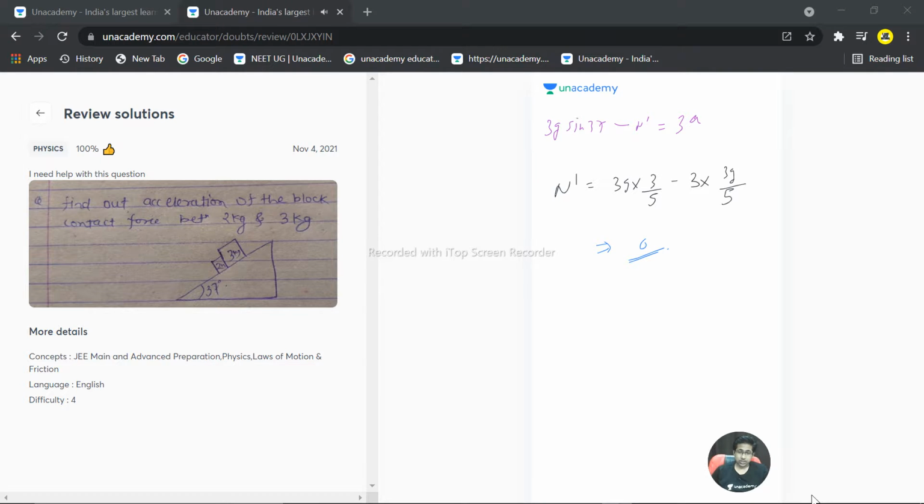And let's try to solve from the perspective of the 2 kg block. So n dash is acting this way, and 2g sine 37 is acting this way, and A is acting downward. So I can write this as n dash plus 2g sine 37, which is 3 by 5, is equal to mass into acceleration, which is 3g by 5. So again n dash will be 0. Hope this answered your question. Thank you very much.